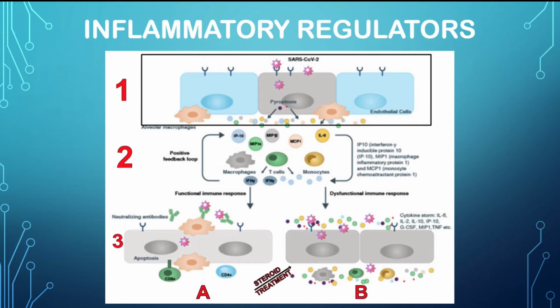The result is shown in the section of the diagram where a functional immune response is shown. However, if in step 2 an excessive number of immune cells are attracted to lung cells and the regulation of their function has gone awry, then the cytokine storm results and a dysfunctional immune response occurs. If this systemic cytokine storm is not abated, then the result is multi-organ damage. This is depicted in step 3b.